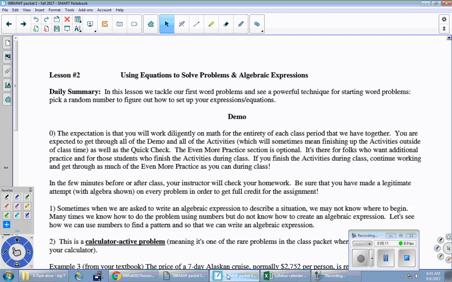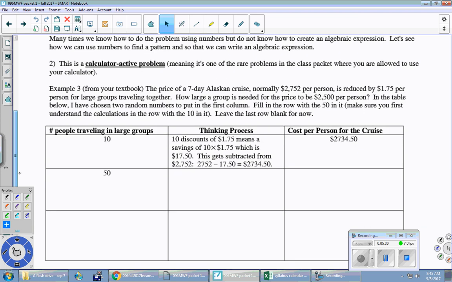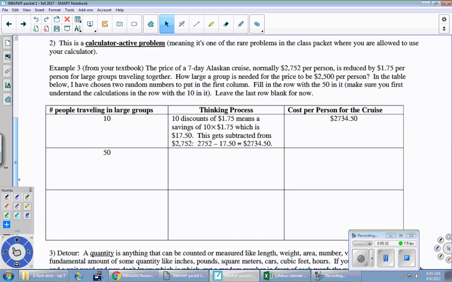All right, so for now, we're going to jump in on page 9 in the big packet. So let's all go there. And we'll start with our daily summary. In this lesson, we tackle our first word problems and see a powerful technique for starting word problems. Pick a random number to figure out how to set up your expressions or equations. So that random number business might sound strange. It will make more sense as we do this first problem.